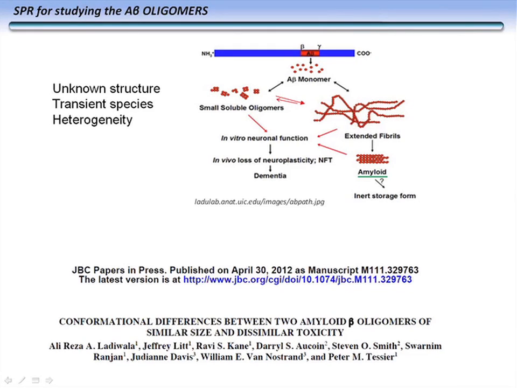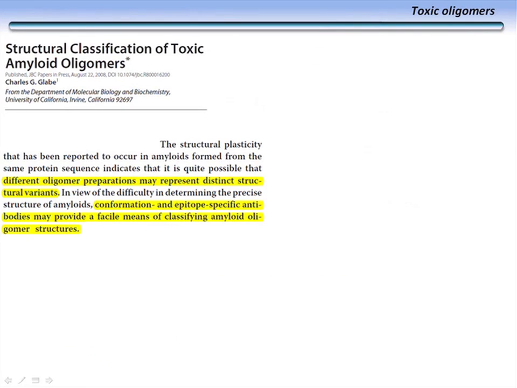So there is a need to develop tools to recognize oligomers, and in particular to recognize the toxic oligomers. This is a major need in Alzheimer's disease. How can these subtle structural differences be recognized? One of the most suitable approaches employs antibodies.